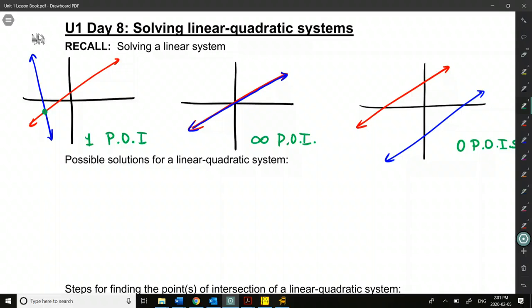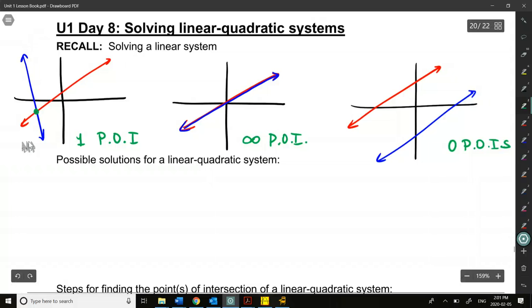Okay, so today we're going to explore a linear quadratic system. So one line and one parabola on the same graph. I'm interested if you can figure out with the person sitting next to you a couple different options for how one line can intersect one quadratic on the same graph. So what are the options for number of points of intersection? For lines, we can have 1, 0, or infinite. I'm curious if we can figure out what the options are for a line and a quadratic. So see if you can figure that out. I'll give you a couple minutes.